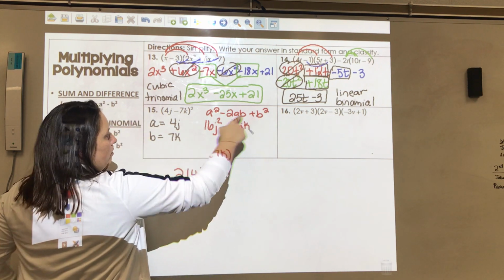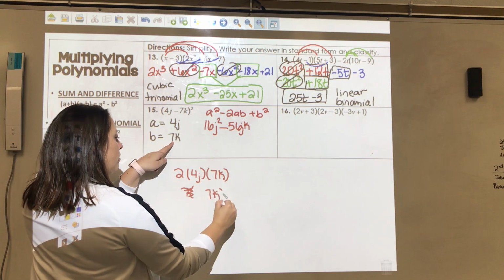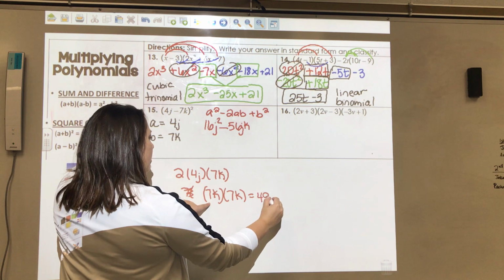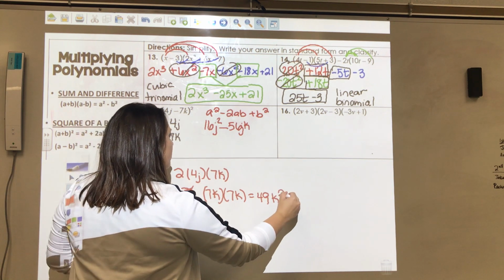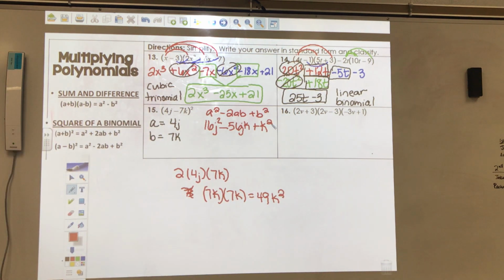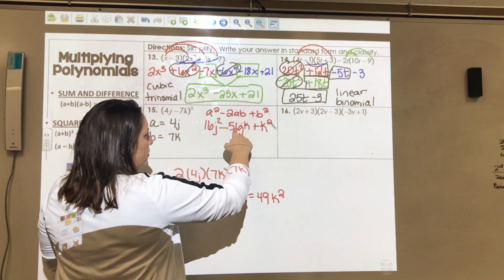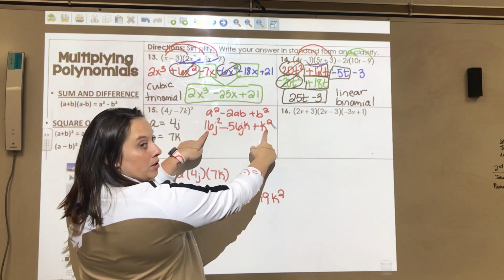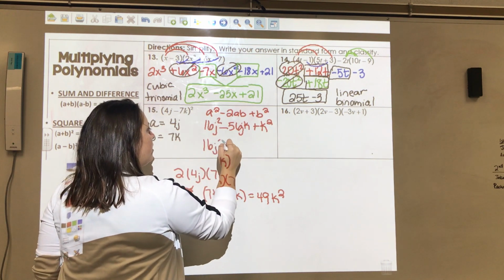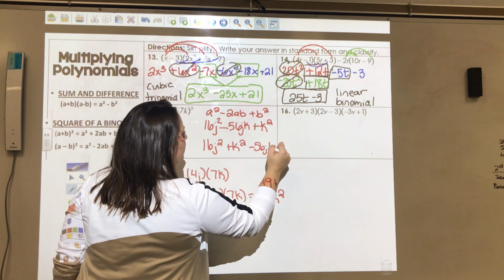Now we got b squared, so we got 7k times 7k. It's very easy. Multiply 7 times 7, 49, k times k is k squared. So plus 49k squared. Okay. We need to put it in standard form, highest exponent to lowest exponent. This guy needs to move. It really doesn't matter if this one's in front or if this one's in front because they both have a power of 2. So we got 16j squared plus 49k squared minus 56jk.